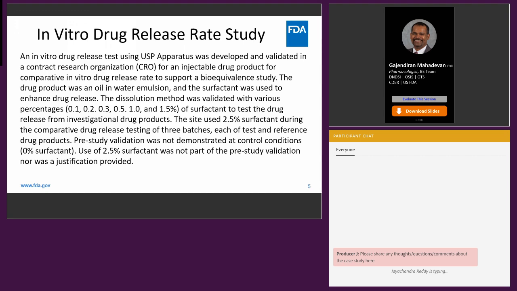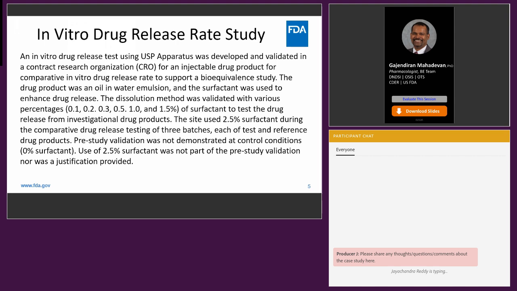An in vitro drug release test was developed and validated using a USP apparatus in a contract research organization for an injectable drug product for comparative in vitro drug release rate to support a bioequivalence study. The drug product was an oil in water emulsion, and the surfactant was used to enhance drug release. The dissolution was validated with various percentages of surfactant to test the drug release from the investigational drug products.